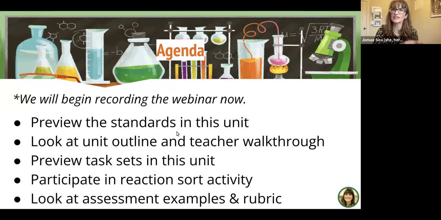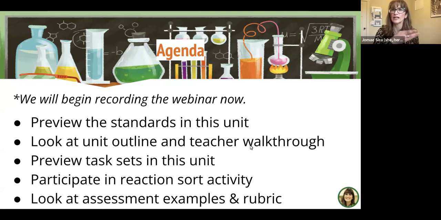One of the activities does lend itself to being transferred to virtual, so we are going to actually do that activity with you. And then we will participate in that reaction sort activity, which is a really great way for students to learn about the different reaction types. And then hopefully as we get ready to conclude, we'll talk about the water quality project, and then we'll look at some assessment examples and a rubric.